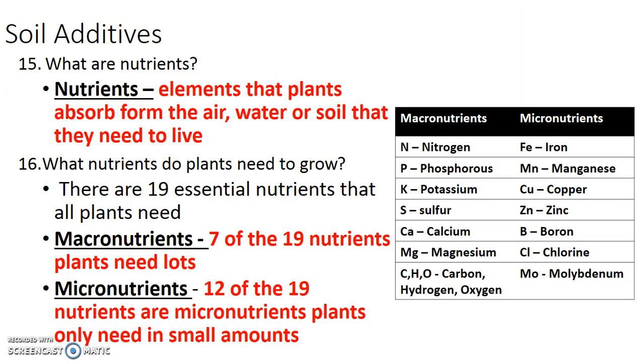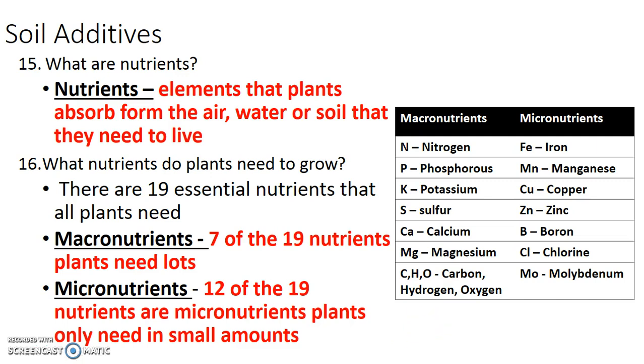Another soil additive is nutrients, otherwise known as fertilizer. Nutrients are literally elements off the periodic table that plants absorb from the air, water, or soil that they need to live and carry on their processes. Nutrients are divided into two categories: macronutrients and micronutrients. Macronutrients are the elements that plants need the most of in order to live. We're going to talk specifically about these macronutrients: nitrogen, phosphorus, potassium, sulfur, calcium, magnesium, carbon, hydrogen, and oxygen.